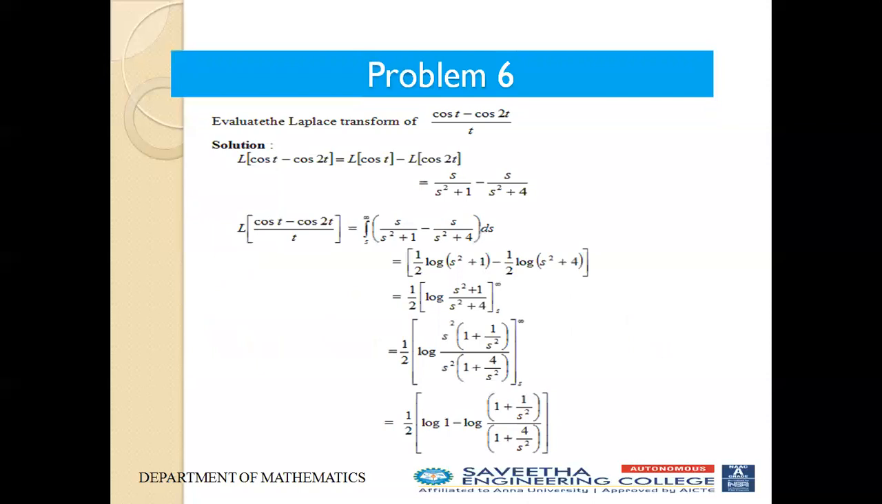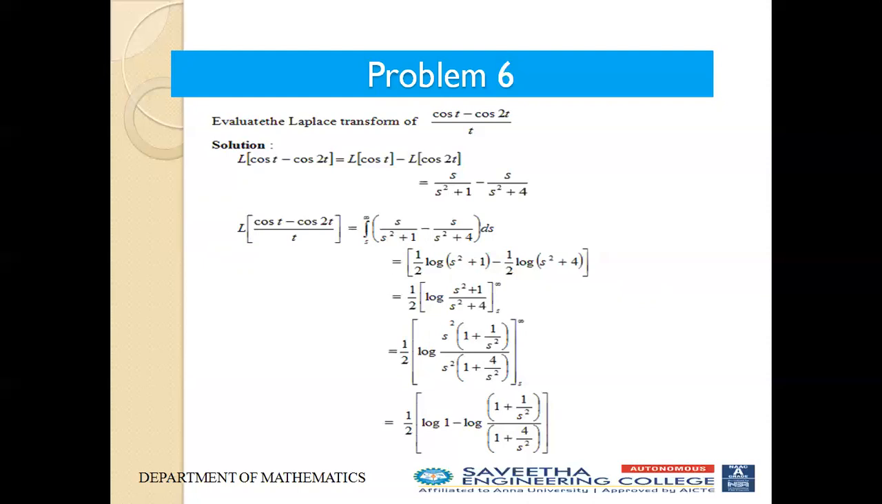Next problem, find the Laplace transform of (cos t minus cos 2t) divided by t. First, we are going to find the Laplace transform for the numerator. So I will get s by s square plus 1 minus s by s square plus 4. Divided by t, we are going to integrate in the interval s to infinity. So we are getting the integral of s by s square plus 1 minus s by s square plus 4 ds. The integration value will become 1 by 2 log of s square plus 1 minus 1 by 2 log of s square plus 4.